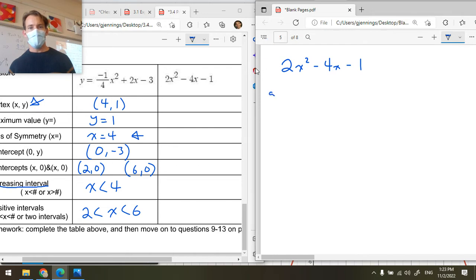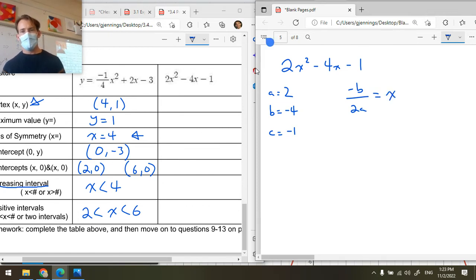Get a little chart. a equals 2, b equals negative 4, c equals negative 1. We're going to use that to find the axis of symmetry first, and then find the vertex. So to find the axis of symmetry and vertex, I use negative b over 2a. That's going to give me the x value of the vertex, the axis of symmetry. So negative negative 4 is positive 4. And 2a is going to be 2 times 2. Oh, that's also 4.